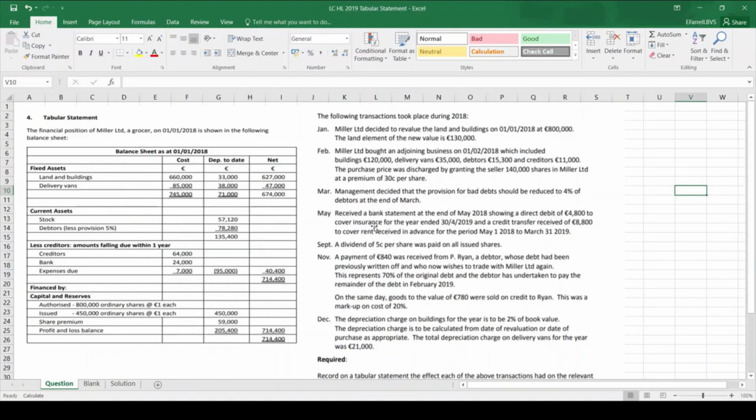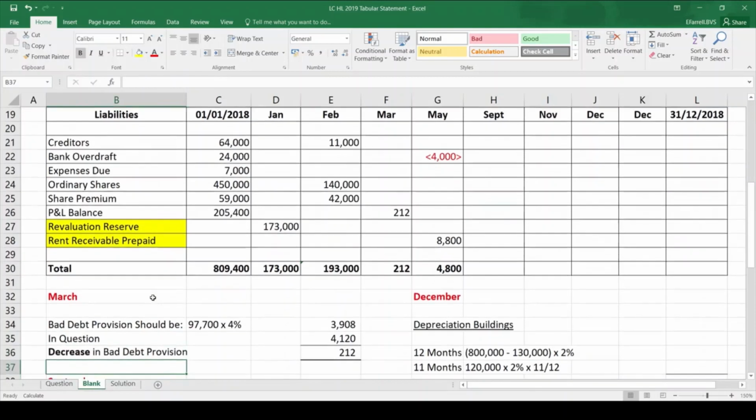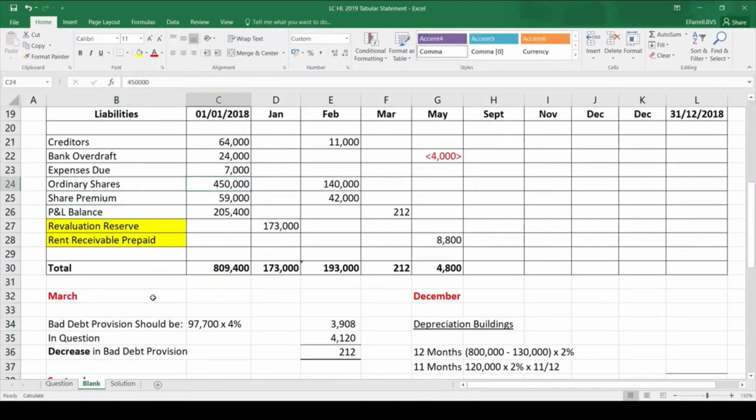The next adjustment is September. A dividend of 5 cents per share was paid on all issued shares. So this is an easy enough adjustment, but you just have to make sure you take the most up-to-date share capital. So if we look at the question, go down to liabilities and share capital, there are 450,000 shares at the start and then an additional 140,000 shares. So in total, there are 590,000 shares if we add these.